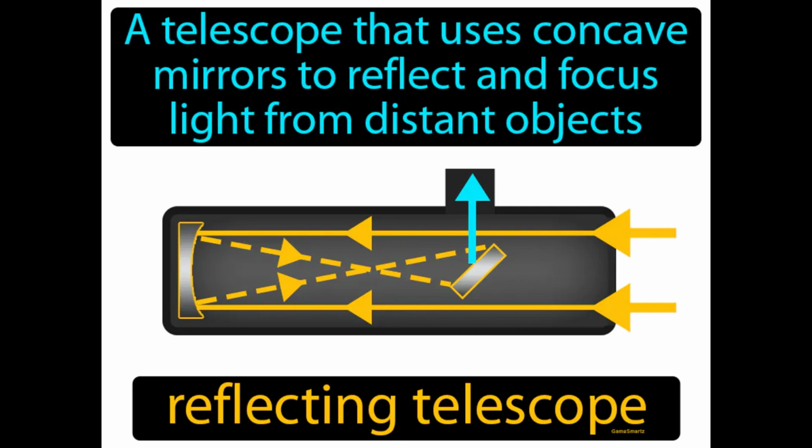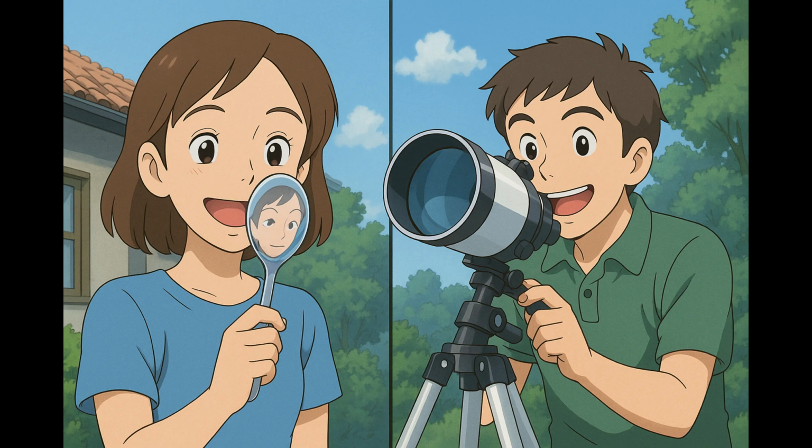A telescope that uses concave mirrors to reflect and focus light from distant objects. Reflecting telescope. A reflecting telescope is a device that uses mirrors to gather and focus light from stars and planets for viewing. Imagine you're trying to see your reflection clearly in a spoon.